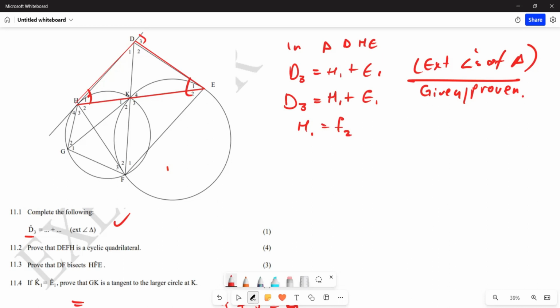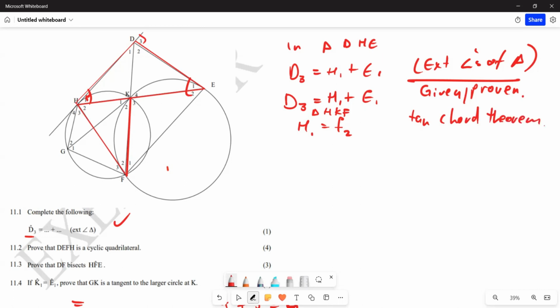Why? If you look at your angle H1 in the small triangle, let's say I connect this line and this line, and we are focusing only on triangle HKF. You would see that your angle H1 here is going to be equal to your angle F2, right? Because of the tan chord theorem. Okay, so that's going to be the first thing.